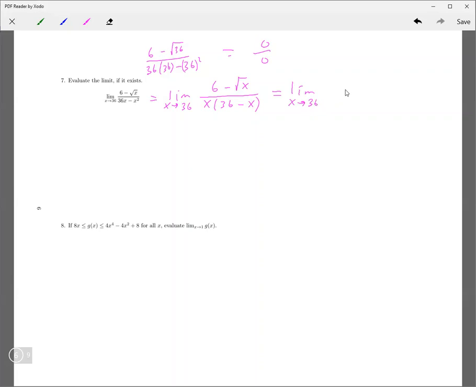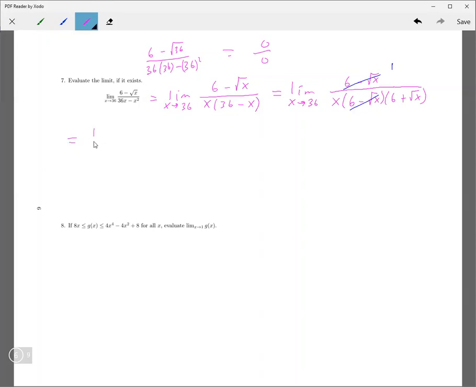Now you can factor the denominator further. It's kind of weird, but this will factor, because the square root of 36 is 6, and the square root of x is the square root of x. So it'll factor into 6 minus the square root of x times 6 plus the square root of x. Normally you wouldn't do that, but you have a 6 minus the square root of x up here, so why not? And then these reduce. This reduces to a 1 up here.